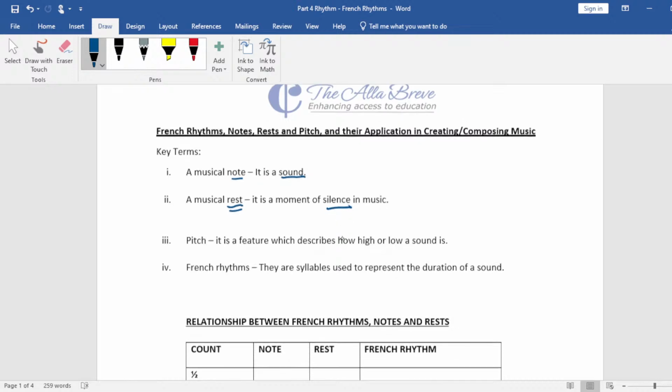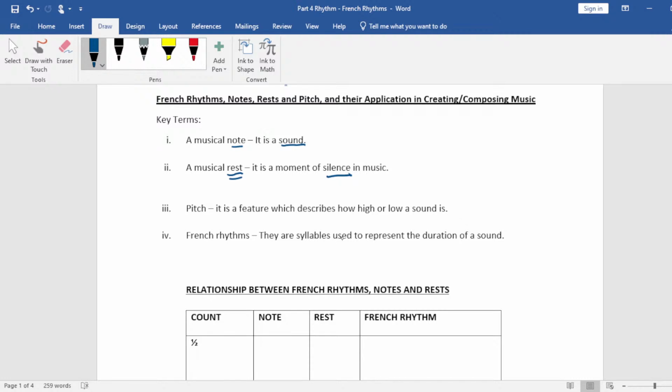The next term that we have been looking at is pitch, and pitch is a feature which describes how high or how low a sound is, without going into scientific terms. Now, the highness and lowness can be described based on the musical staff, or we can look at a piano and see what we mean by this.